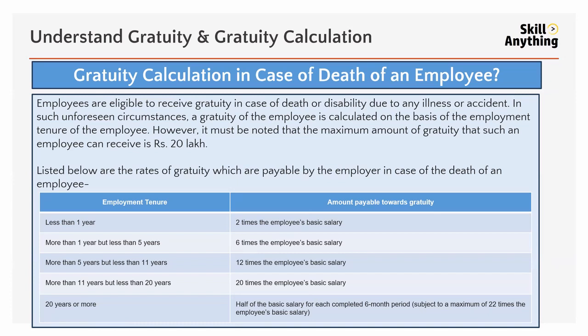If the employee worked more than 11 years but less than 20 years, then 20 times the employee's basic salary. For 20 years or more, half of the basic salary of the employee for each completed 6-month period, subject to a maximum of 22 times the employee's basic salary. Meaning half of the basic salary for each completed 6 months, or 22 times the employee's basic salary.